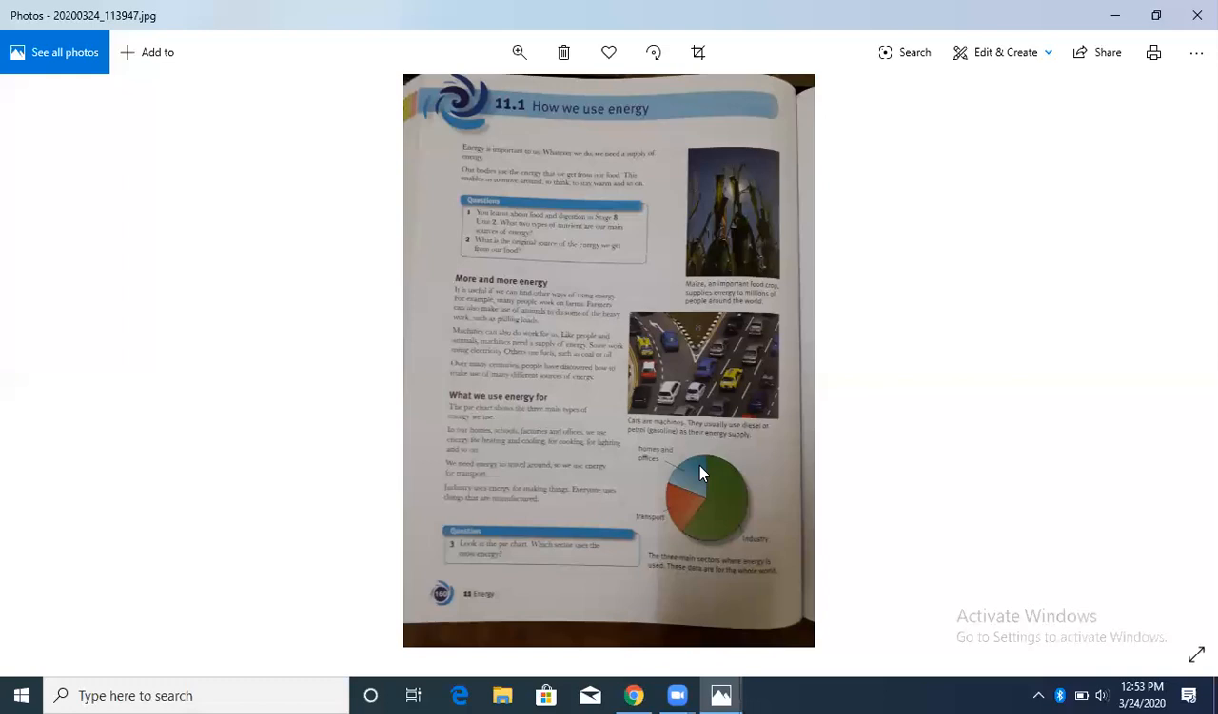Industry uses energy for making things. That is very, very important. Everyone uses things that are manufactured. Now you are looking in front of you. You have your laptop, your mobile, your tab, your book, your pen, pencil, everything. And you're looking at your home. All the things are manufactured in factories, in industries. So for that, they need a lot of energy.